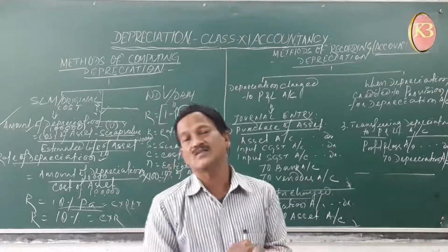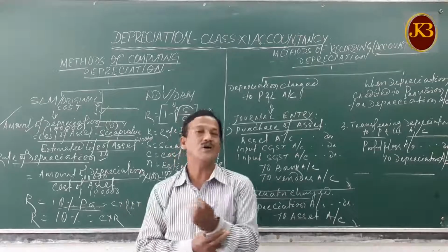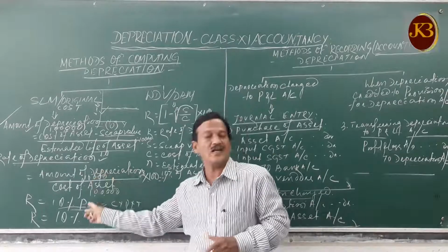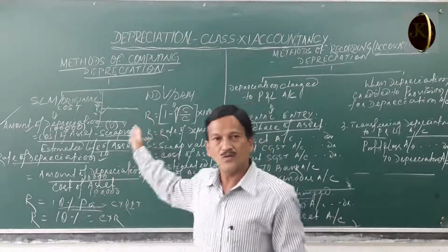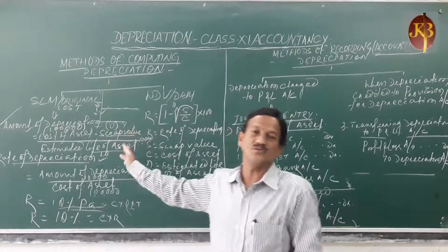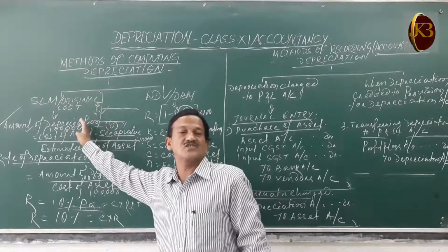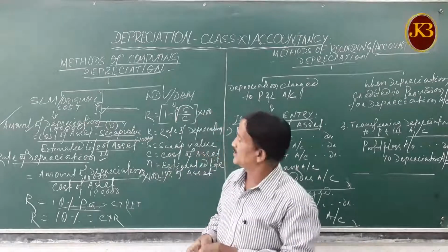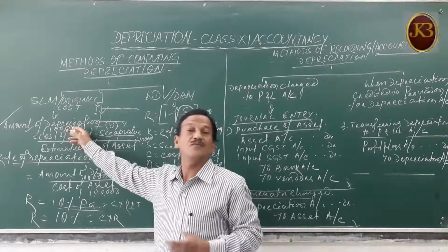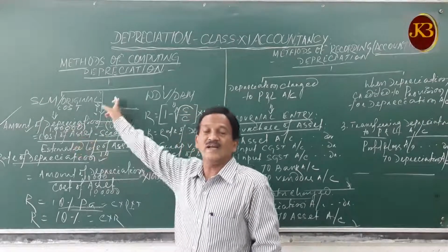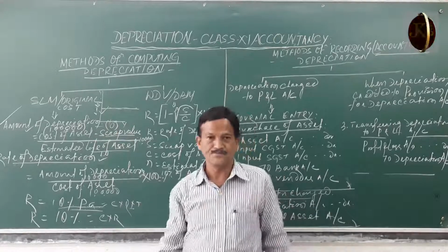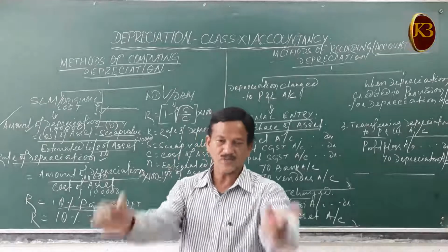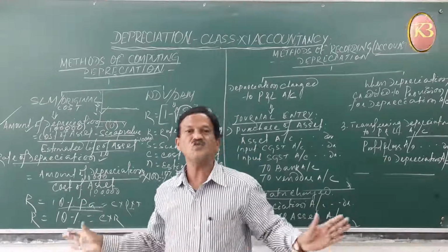So in the straight line method, the amount of depreciation will remain the same throughout the estimated life of the asset. That's why it is called the straight line method, or also the original cost method. Why is it original cost? Because the amount of depreciation is always calculated on the initial original cost. So that's why it is called the original cost method or the fixed installment method. The amount of depreciation will be fixed, no changes.